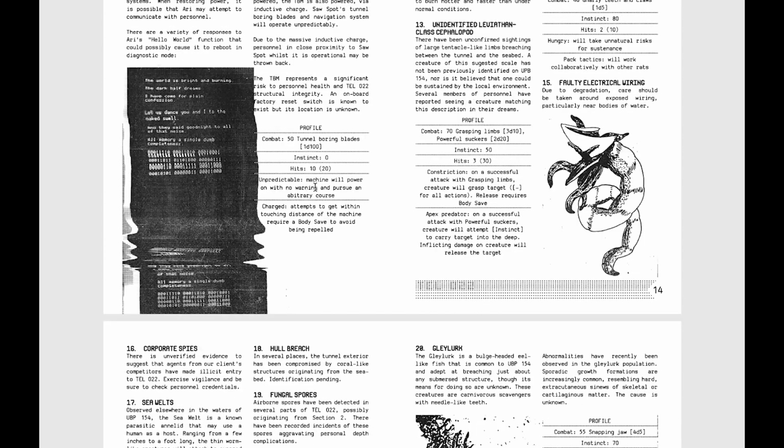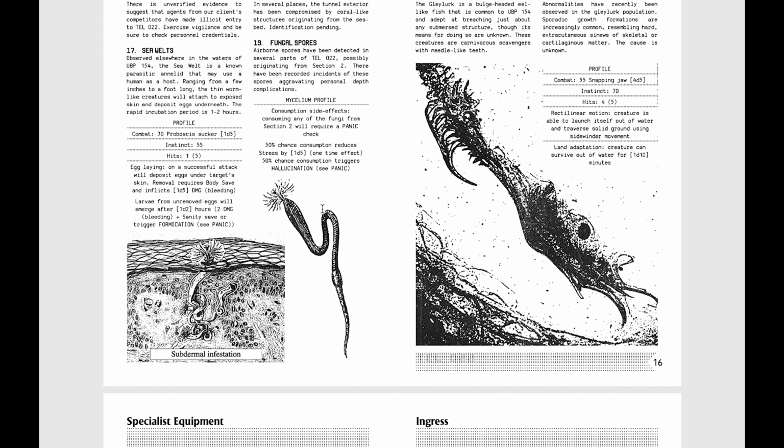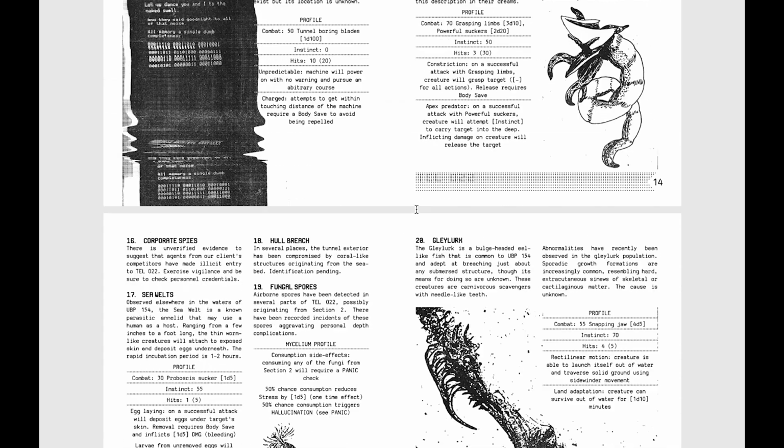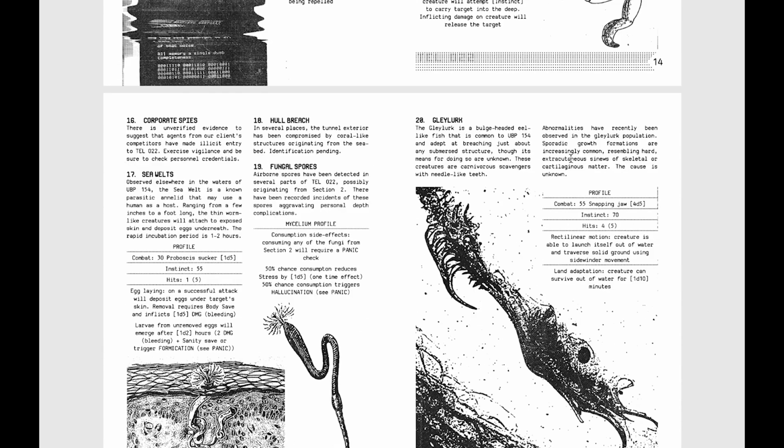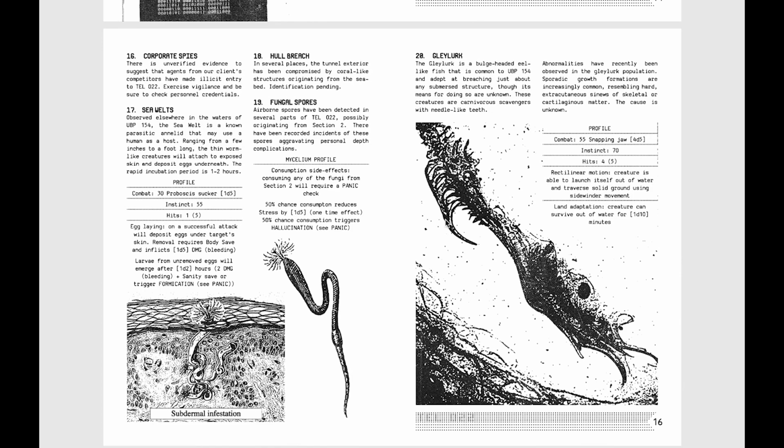Essentially, in this adventure, I've made 3 creepy long things, which probably says a lot about my personal fears. You have huge creepy long thing, medium creepy long thing, that's on the right there, the clay lurk, and small creepy long thing, which is sea welts. Sea welts are basically worm-like leech things that can deposit eggs under your skin. Lovely. The clay lurk is some bolt-headed eel thing that can launch itself out of water and move around like a snake. Delightful.